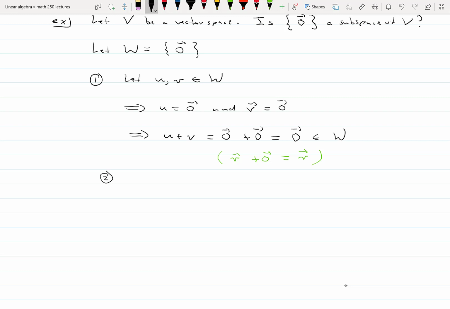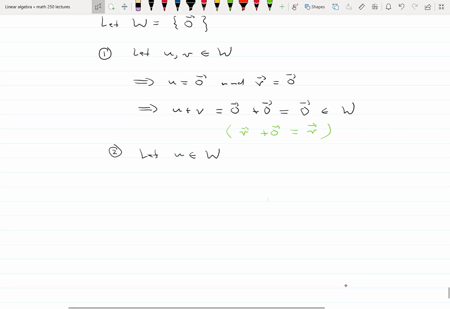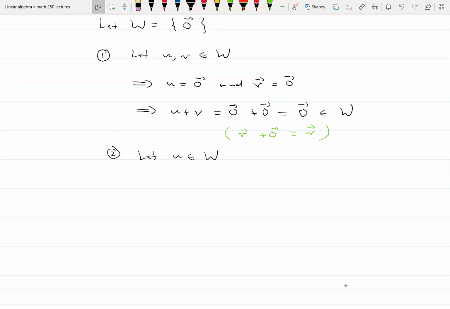Okay, 2. How about scalar multiples? Let U be in W. Remember, W is just the set that has the zero vector in it. And also let C be a scalar. I need closure under the operations of addition and scalar multiplication, so I need to show that C times U is in there.